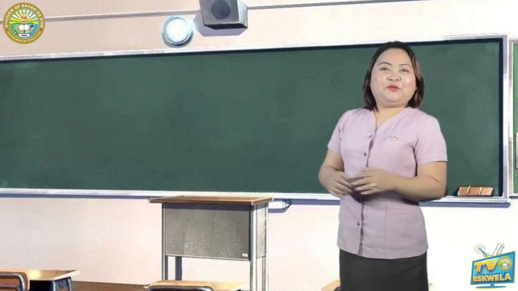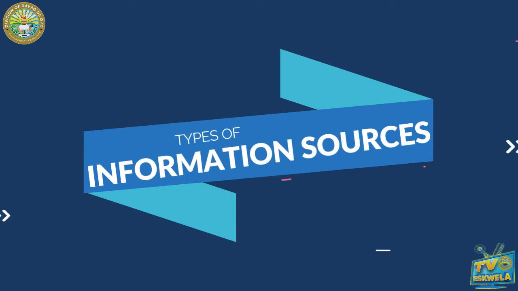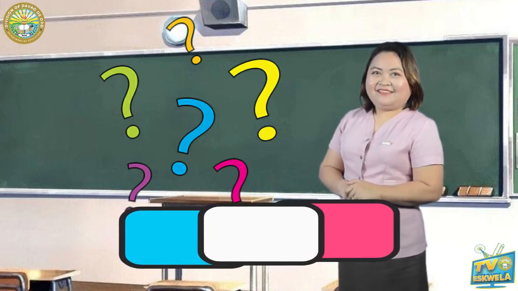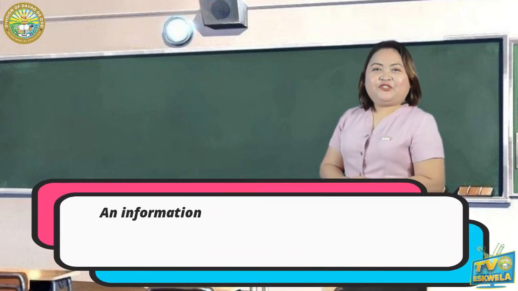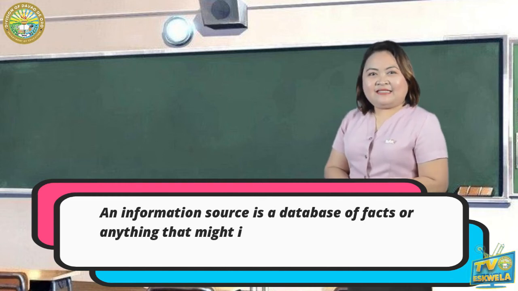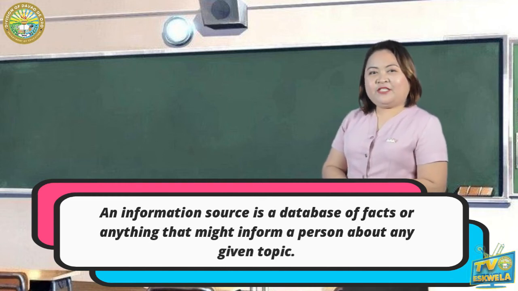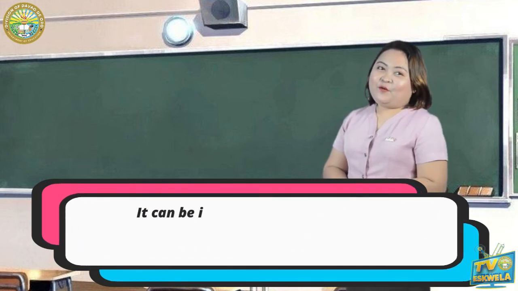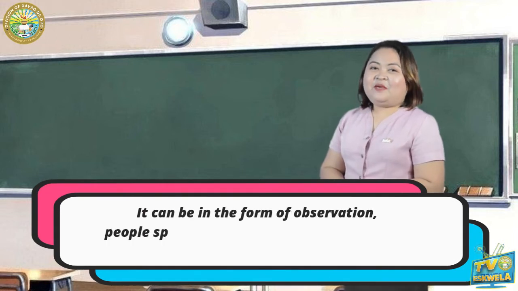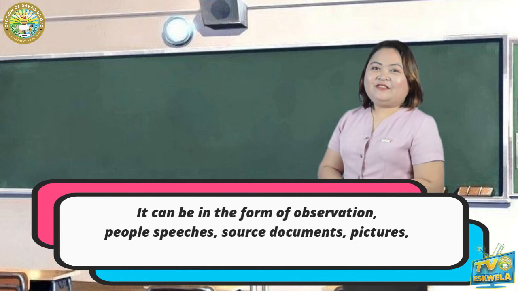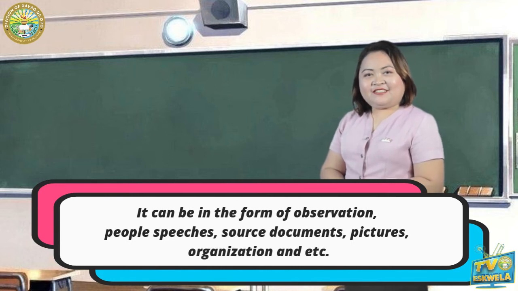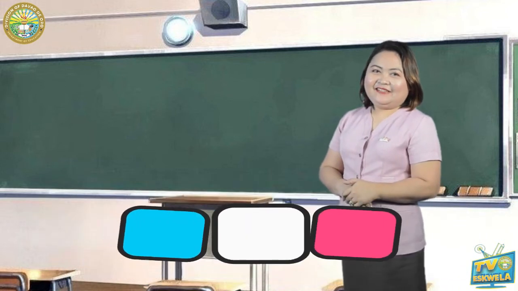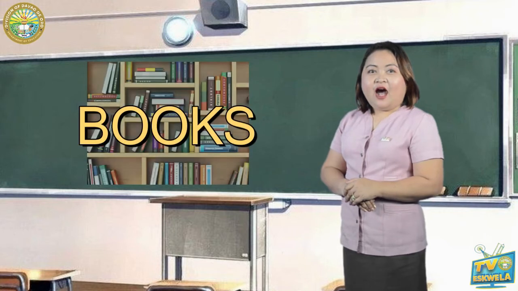This time, let us proceed to the types of information sources. But wait, what is information source? An information source is a database of facts or anything that might inform a person about any given topic. It can be in the form of observation, people's speeches, source documents, pictures, organization, and etc. The first type of information source are books.